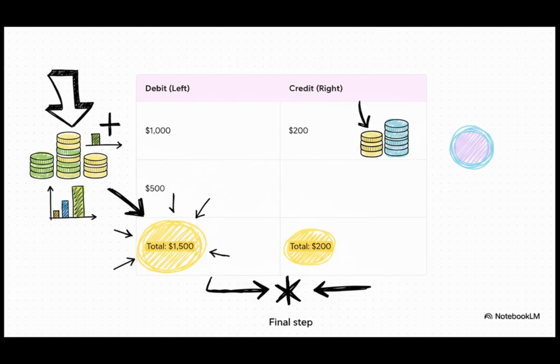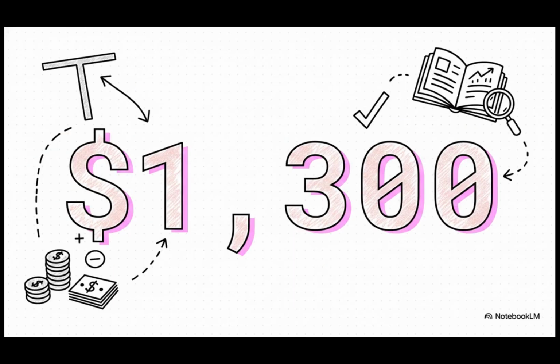Okay, we're all set for that final step. And there it is. $1,500 minus $200 gives us our answer, an ending balance of $1,300. That's it. That is how much cash we have right now. No more guessing, no more scanning through pages, just one clear, confident number.